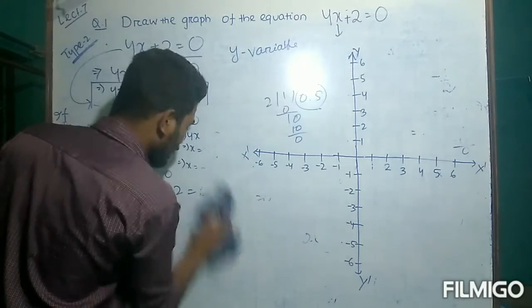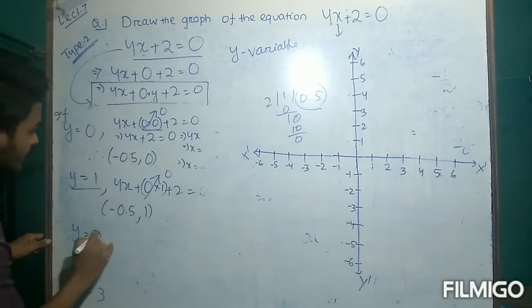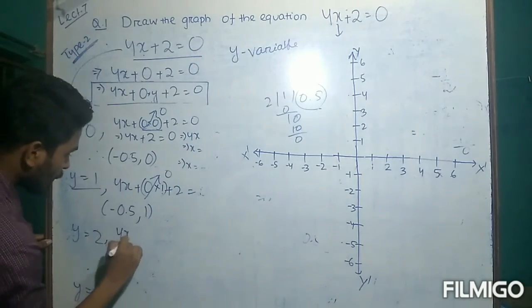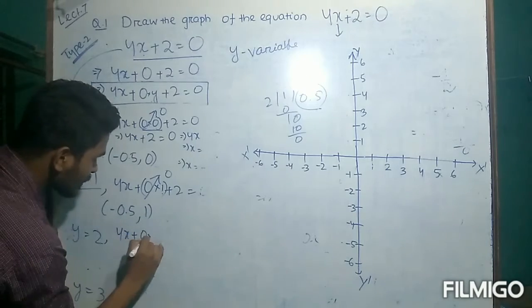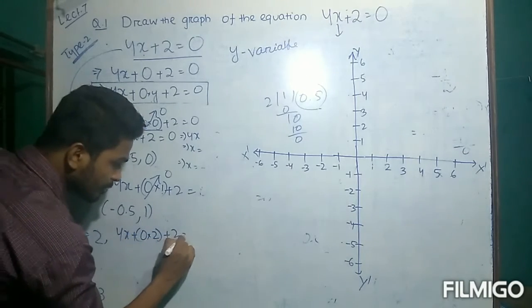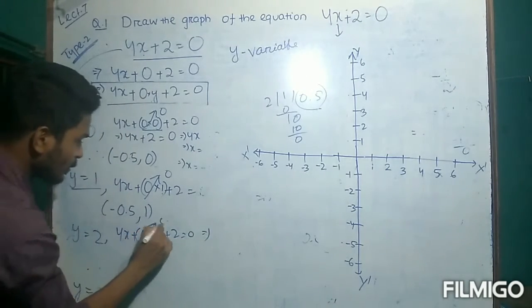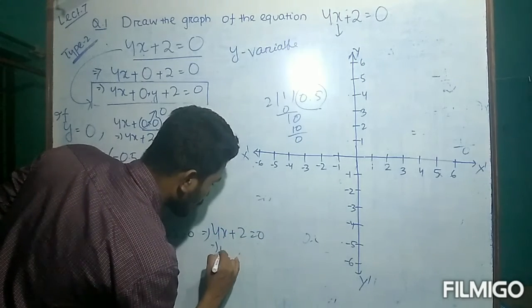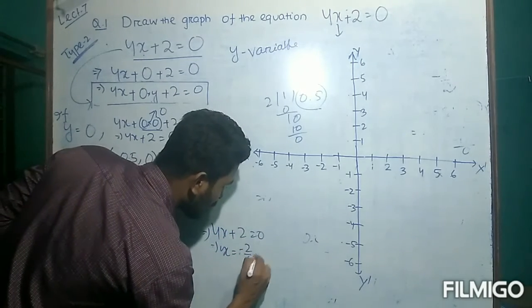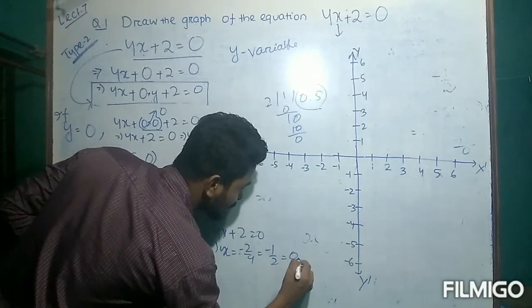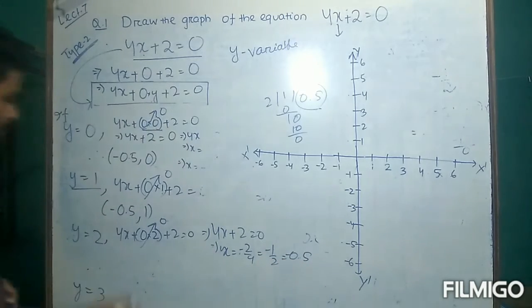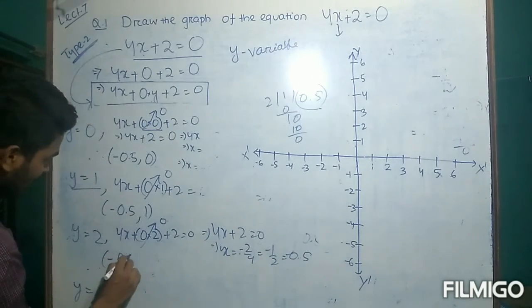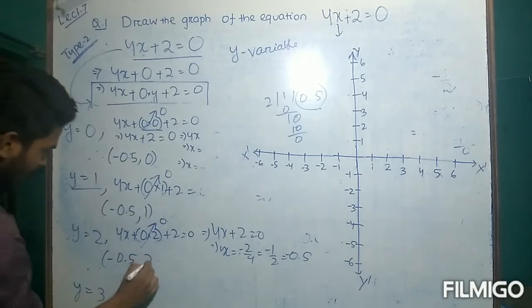Okay, next y is 2. So substitute this value in the equation. The equation will be, now 0 into 2 is 0, so 4x plus 2 is equal to 0. So x is equal to minus 2 by 4, which is minus 1 by 2, that is minus 0.5. So write the equation, minus 0.5 first, then y coordinate 2.